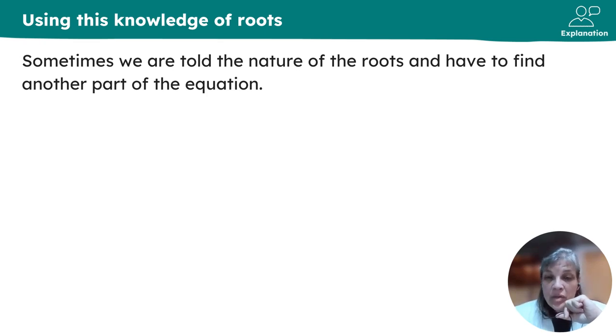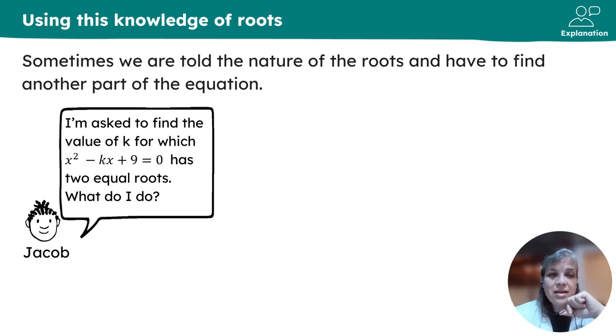Sometimes we are told the nature of the roots, and then we have to find another part of the equation. Let's look at an example of this. Jacob says, I'm asked to find the value of k for which x² minus kx plus 9 equals 0 has 2 equal roots. What do I do? Okay, maybe you have some ideas for him.